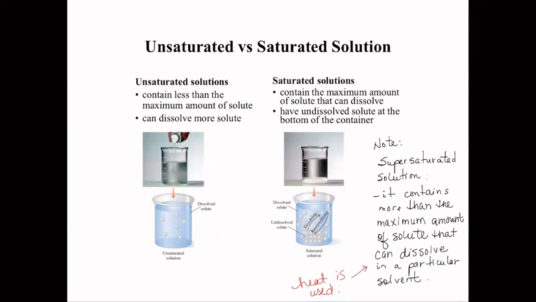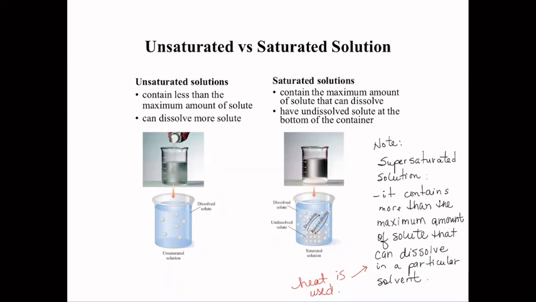Now, what happens in supersaturated solutions? Sometimes, if you add crystals of the solute that you utilized to create that supersaturated solution, you can actually crystallize the solute out. So for example, for those of you that may enjoy rock candy, that's how it's made.